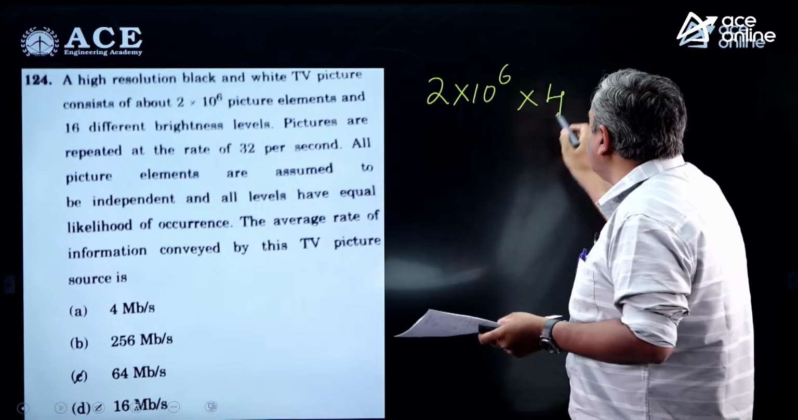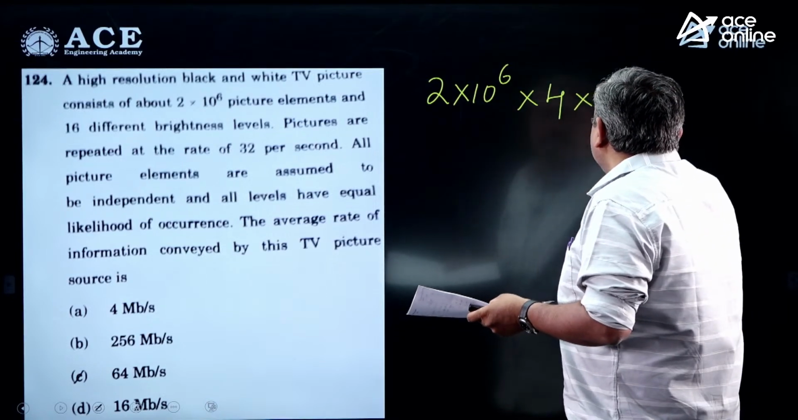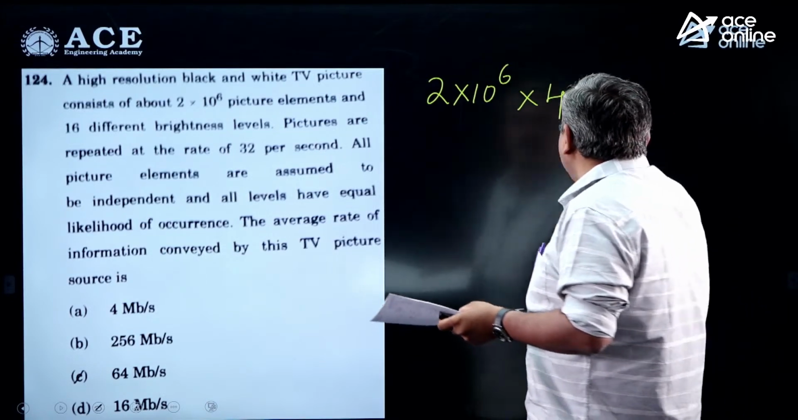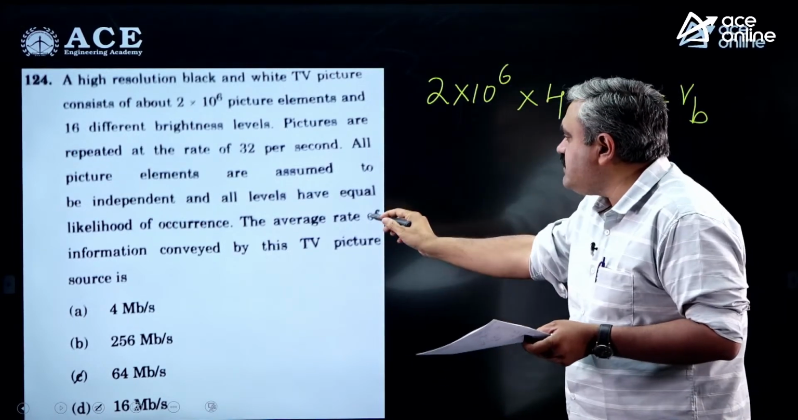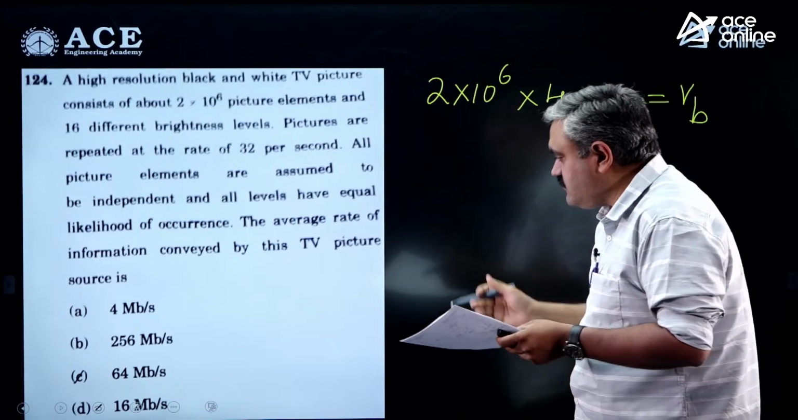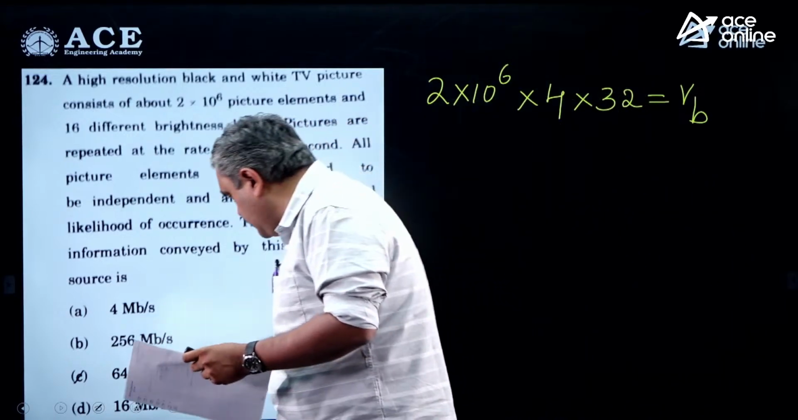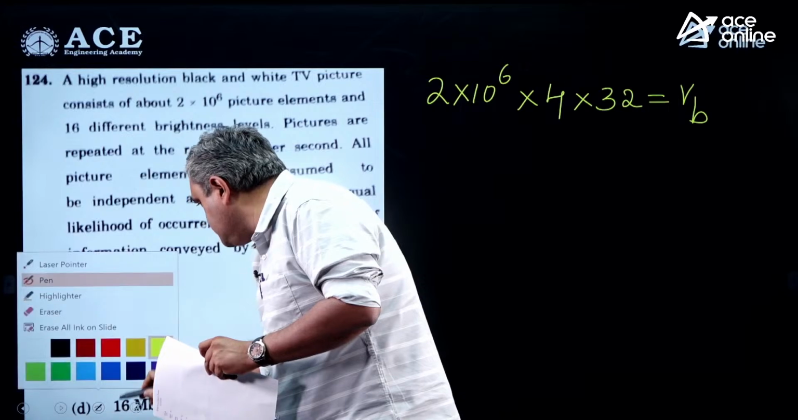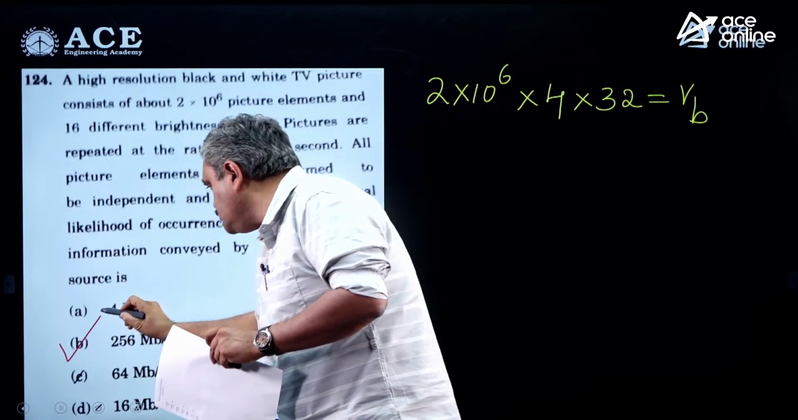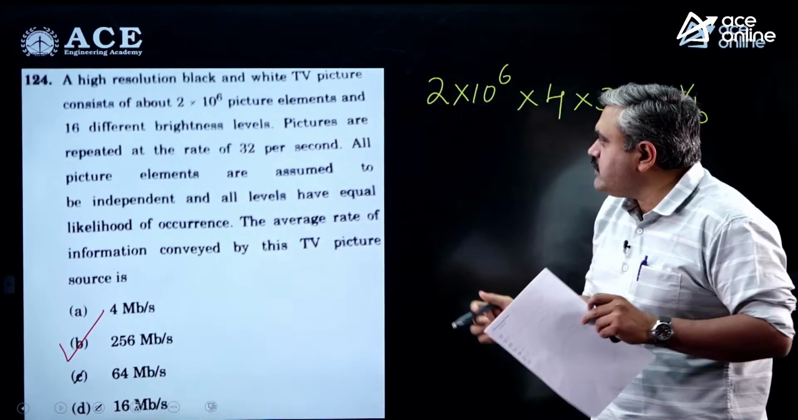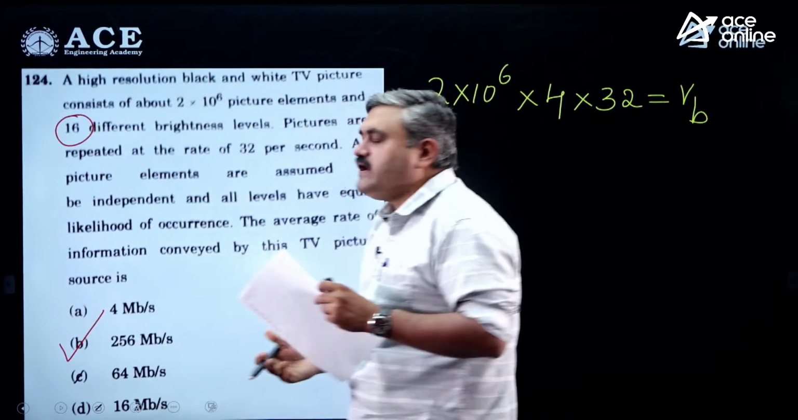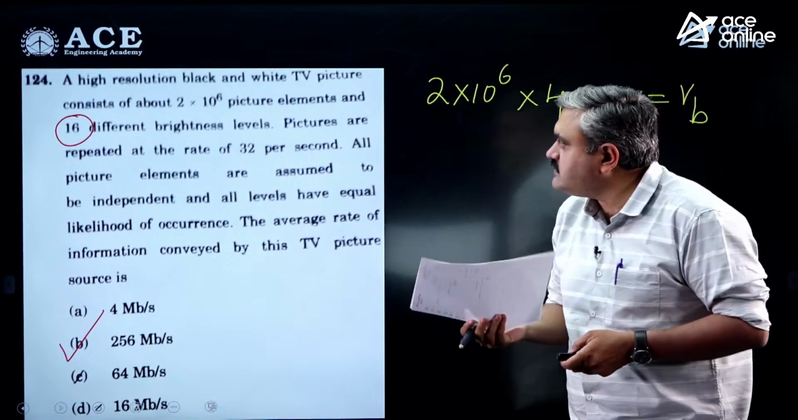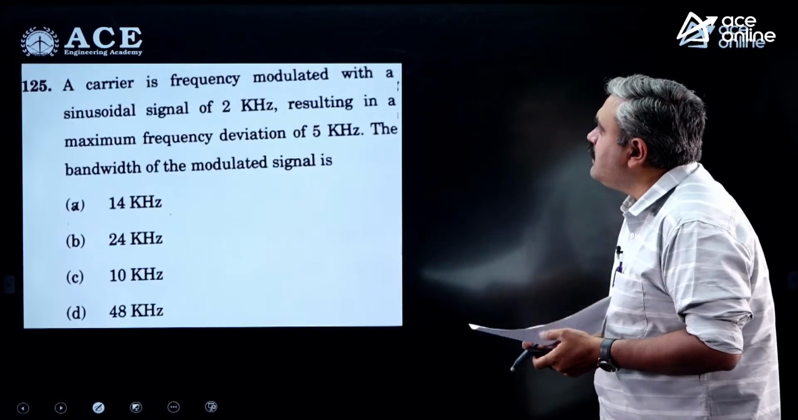And they are repeated at 32 bits per second. So that means sampling rate. So the total value whatever you are getting is nothing but bit rate. That is what he is asking. So the average rate of information source is dash. So if you multiply this, you will get 256 megabits per second. So that would be your right choice. Okay. So your information content is present here, 16 different levels. That if you identify, that is done. Next, let us go to the next question.